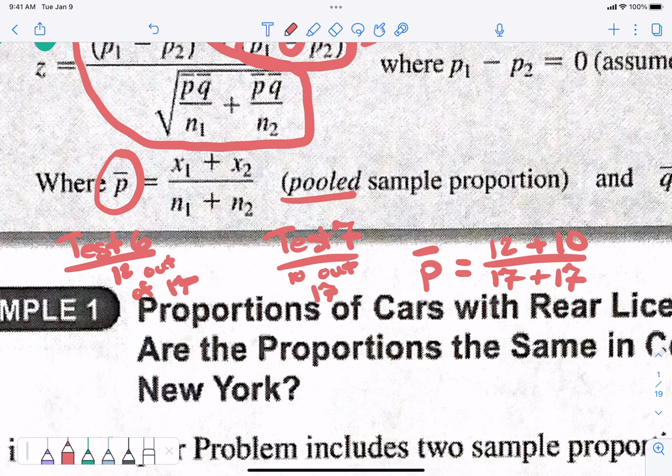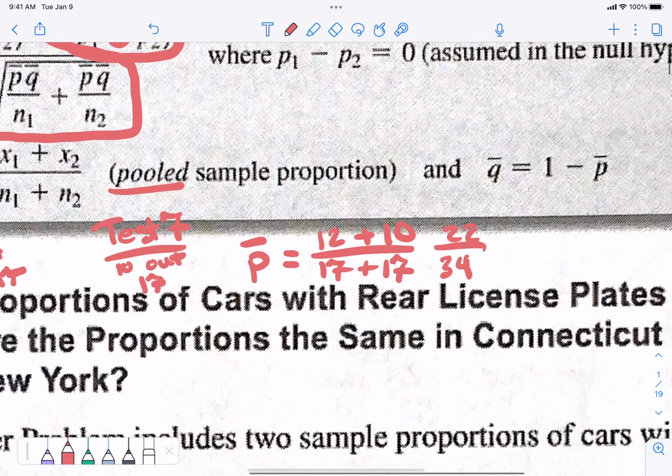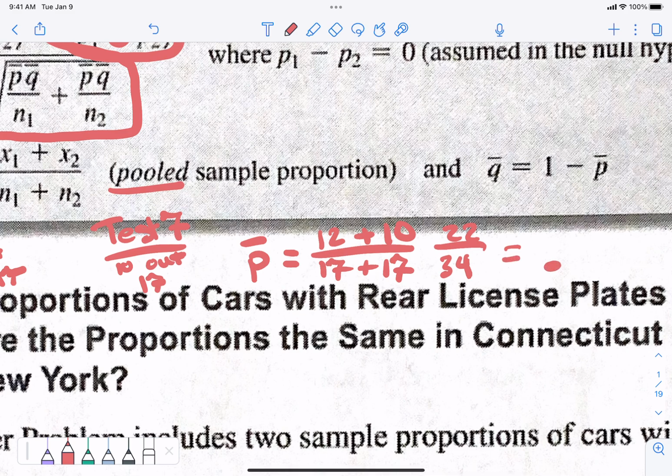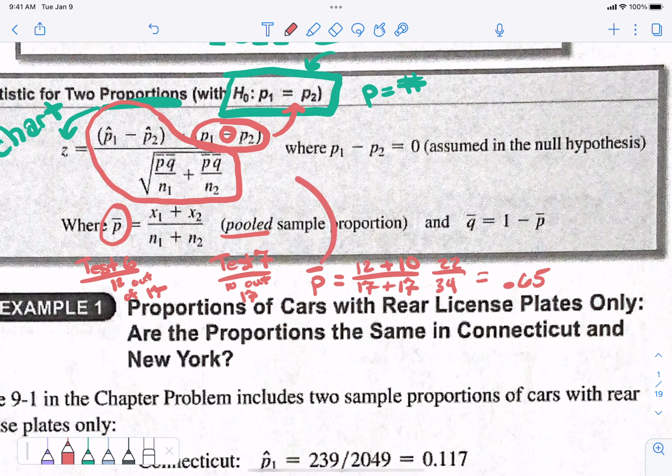Does that make sense? We would just combine the two tests together. How many passed out of the total, right? So in that case, it would be 22 out of 34, and that is a decimal. 22 divided by 34 is 0.65, yep. Does that make sense? That's what P bar is. That's just an example of how P bar works. And then you use P bar in this formula.